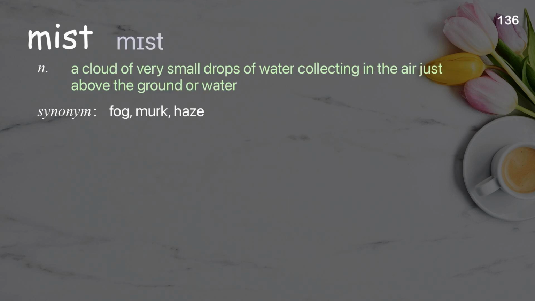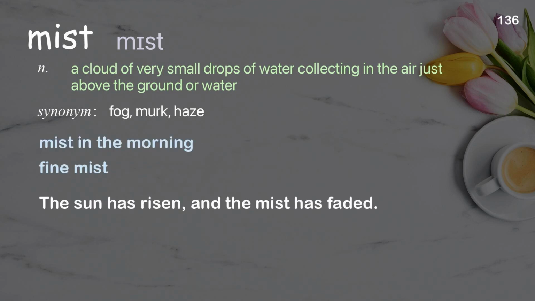Mist. A cloud of very small drops of water collecting in the air, just above the ground or water. Examples: Mist in the morning. Fine mist. The sun has risen, and the mist has faded.